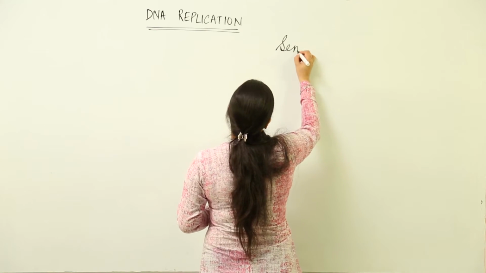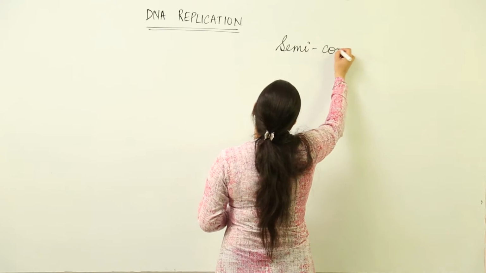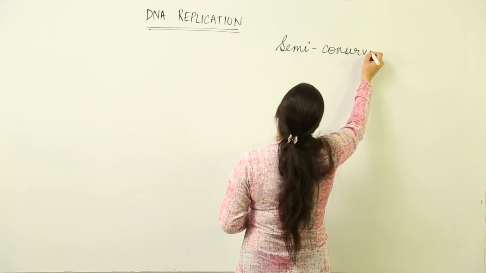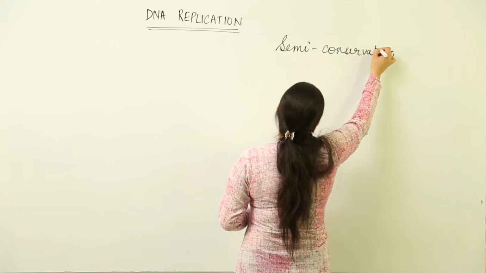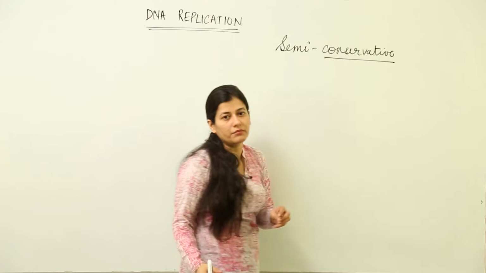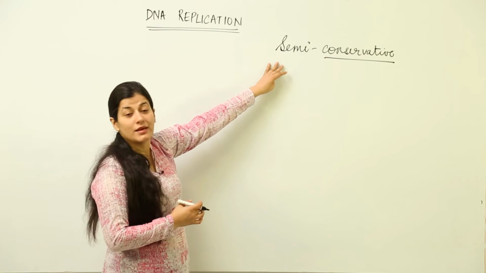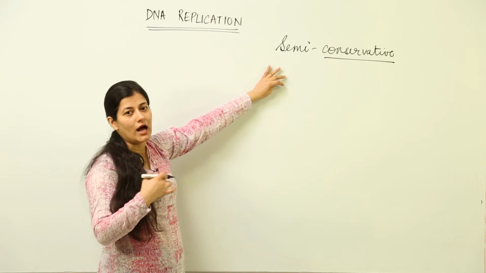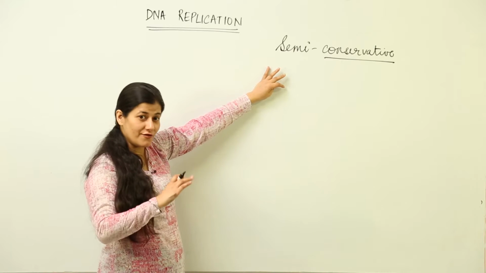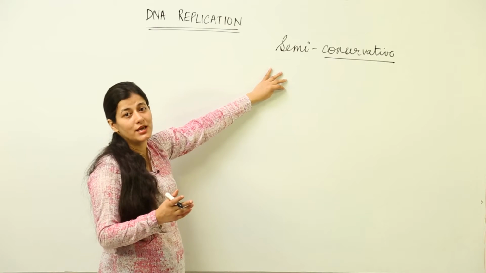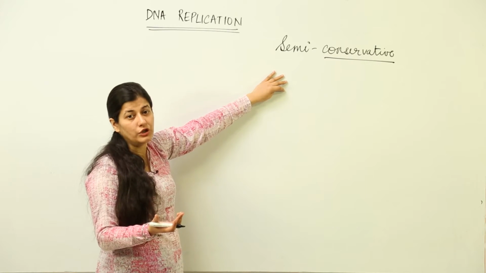Now, we come across a term known as semi-conservative. What is conservative? Conservative is something that likes what is old. And what does semi-conservative mean? That half of it would be old, and half of it would be new.